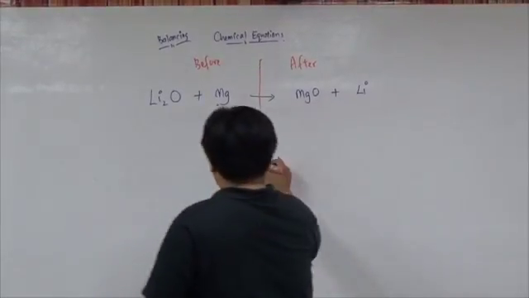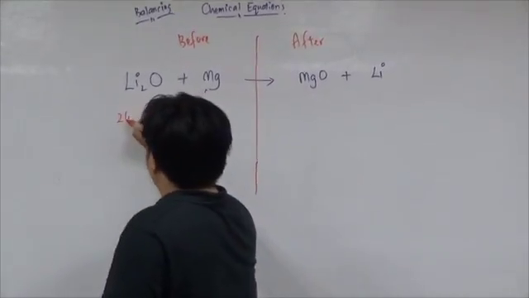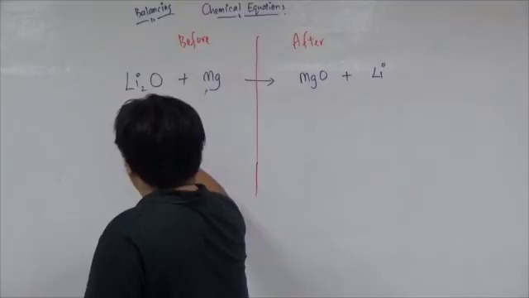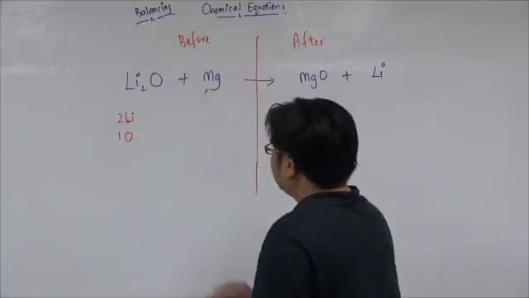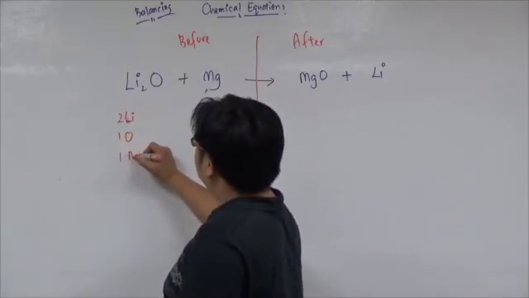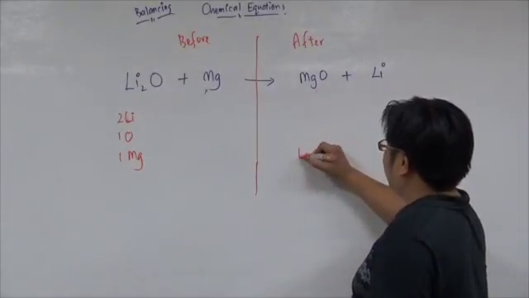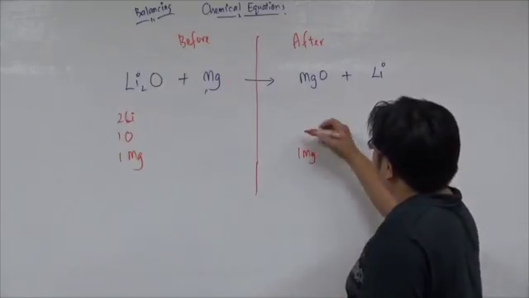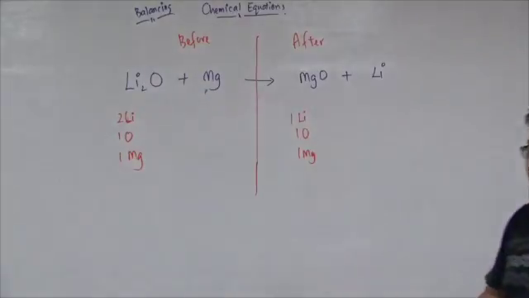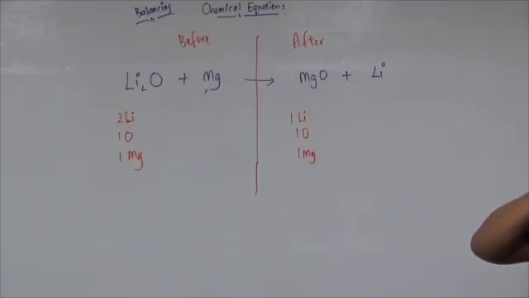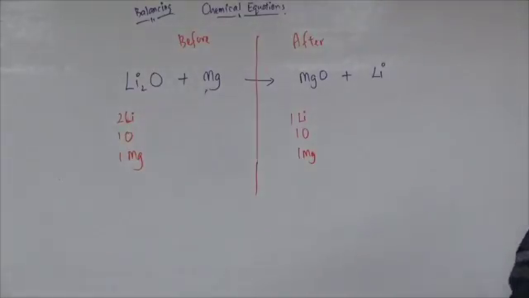Okay, so Joshua, can you tell me how many lithiums are there? 2. There are 2 lithium. Okay, so how many oxygen are there? 1. How many magnesium are there? 1. How many magnesiums are here? 1. How many oxygens are here? 1. Then how many lithiums are there? 1. So are they the same before and after? Why is it not the same? Well, before there's 1 extra lithium, but after that, there's only 1.